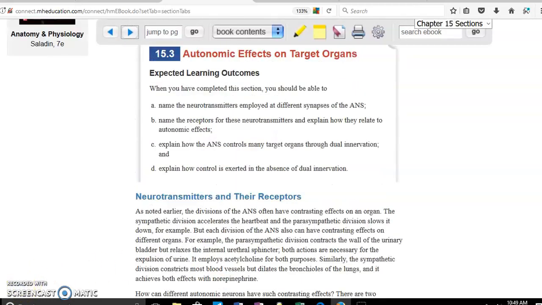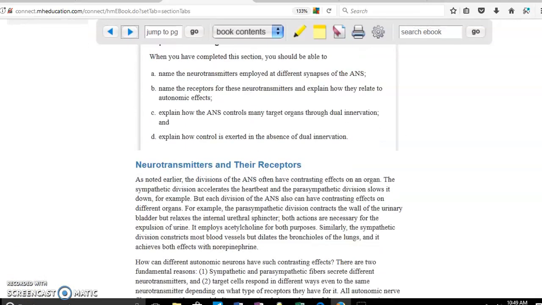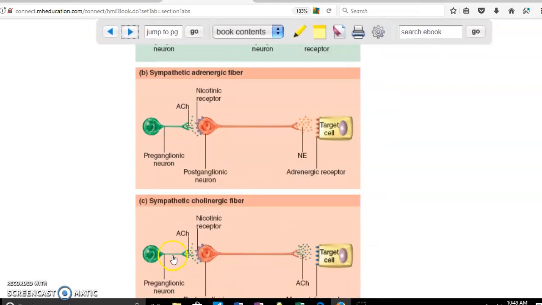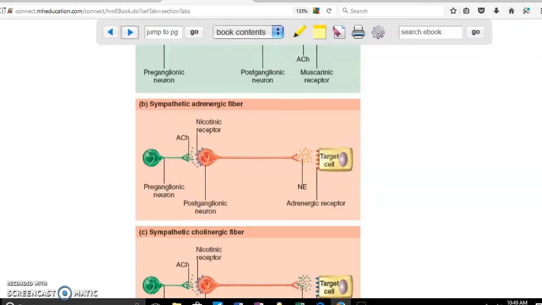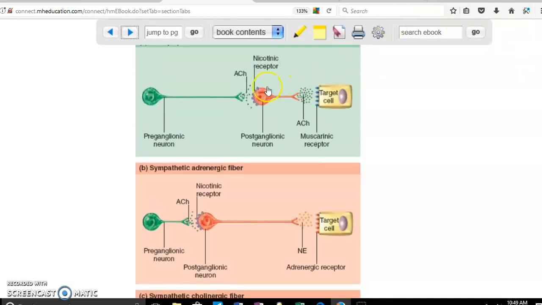Okay, the next topic is autonomic effects on target organs. We need to talk about neurotransmitters. So if you're looking here, remember this is preganglionic, you have acetylcholine. Postganglionic, acetylcholine. If you look at this other one, you can see acetylcholine preganglionic. Let's skip this for one second. If you scroll up again, you can see here for the parasympathetic, acetylcholine preganglionic, acetylcholine postganglionic.